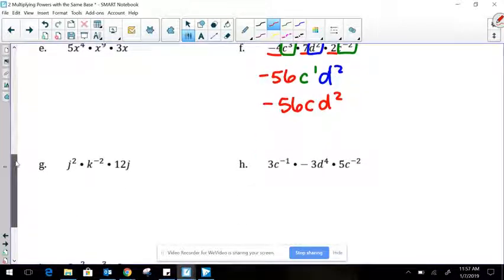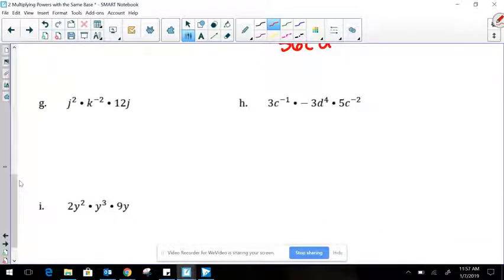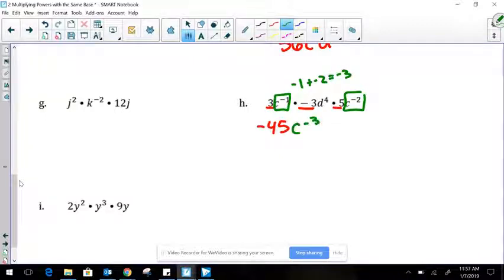Okay, then we have one more. Let's do problem H. Okay, so we're going to multiply the big numbers. So 3 times -3 times 5. Okay, so we have what? -9 times 5. -45. Then let's talk about my C's. I have C and C. I have -1 plus -2. That's a -3. I have C to the -3rd. And then I have E to the 4th.